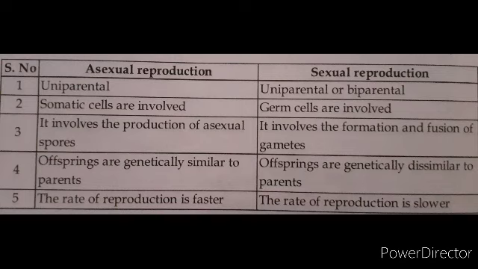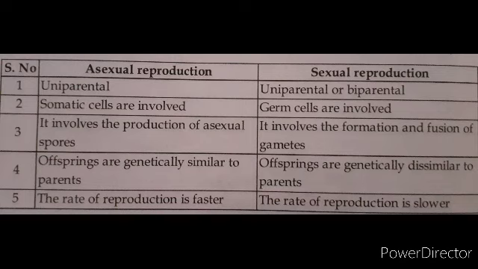Last point, the rate of reproduction is faster in asexual reproduction. In sexual reproduction, the rate of reproduction is slow. See, these are the points to write for the differences between asexual reproduction and sexual reproduction.